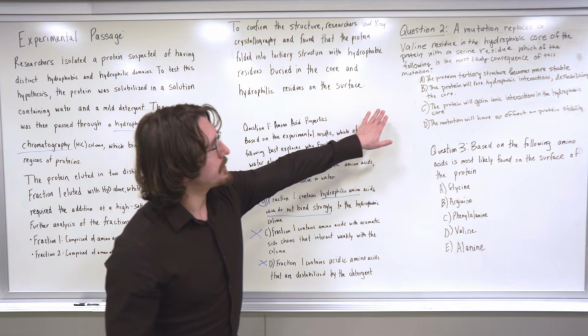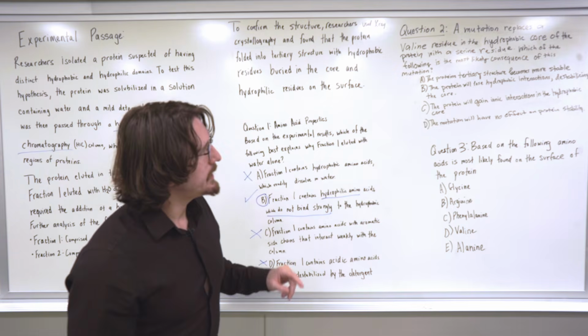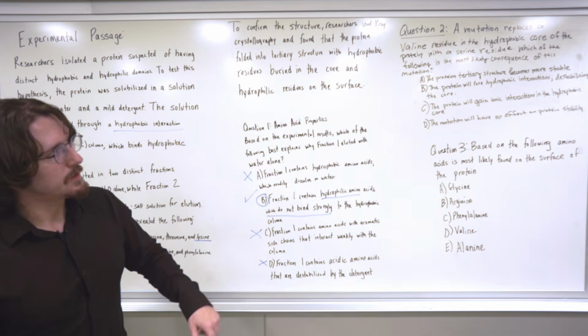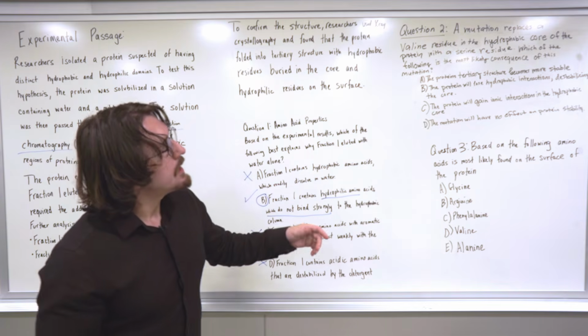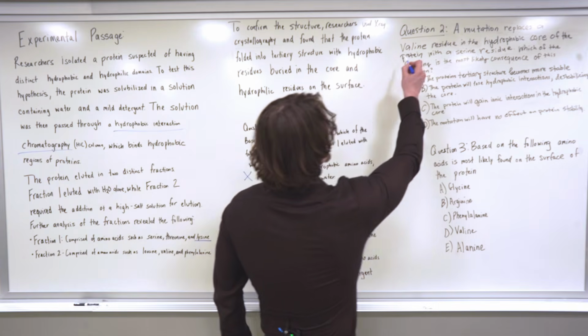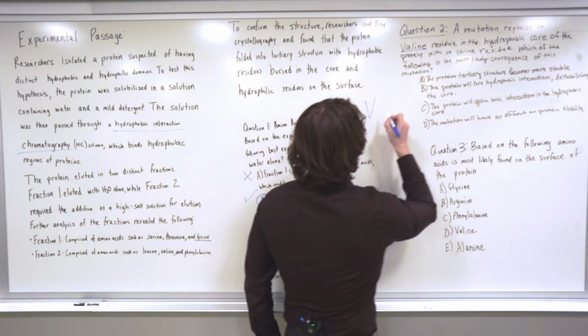So moving on now to question 2. It says a mutation replaces a valine residue in the hydrophobic core of a protein with a serine residue. So the valine is changed to a serine. Which of the following is the most likely consequence of this mutation? So valine, right, V, is changed to serine, right, which is S.